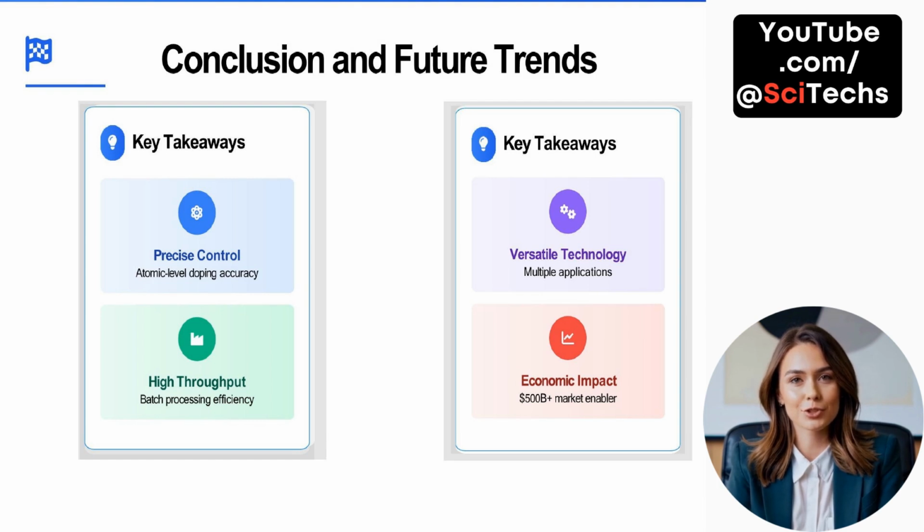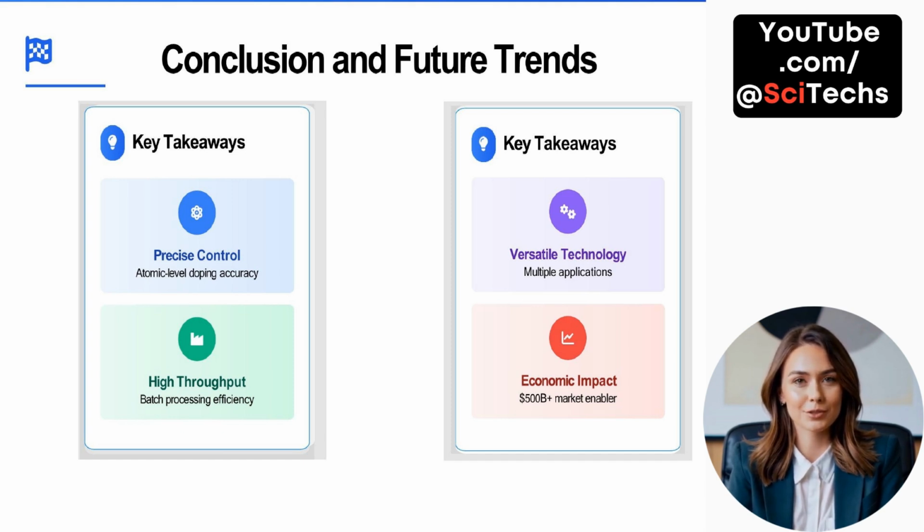Conclusion and future trends. To summarize the key takeaways, semiconductor manufacturing continues to evolve around four major pillars. First, precise control, specifically atomic-level doping accuracy, is vital for modern semiconductor devices. The ability to manipulate material properties at such small scales enables the creation of highly efficient and compact circuits, essential for continued scaling and performance gains.